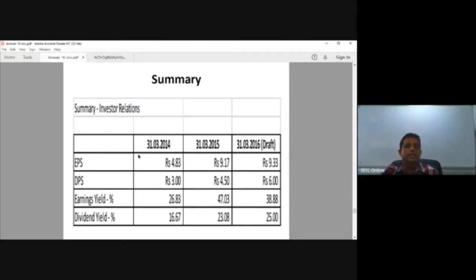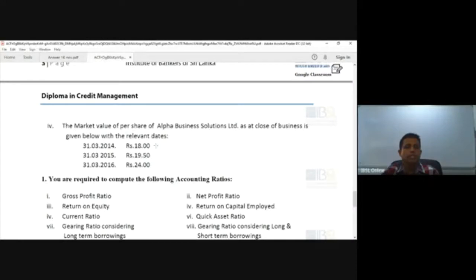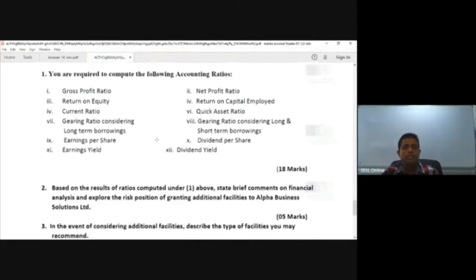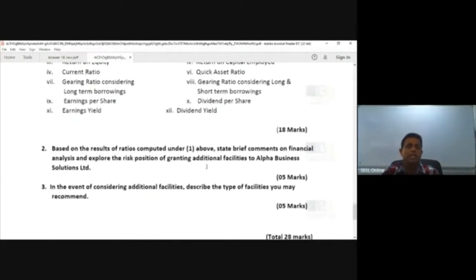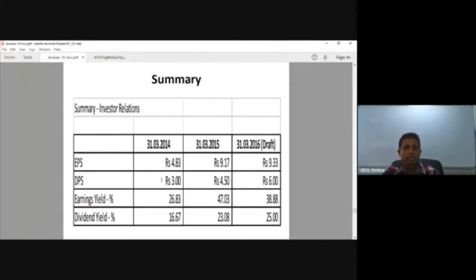Right. Now, if you go to the question, first we have to calculate these ratios. Second, we have to give our opinion based on the risk. We'll see that part.